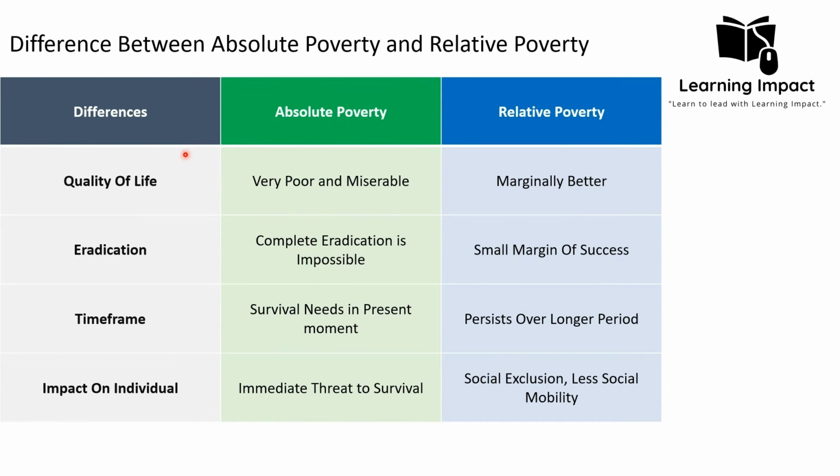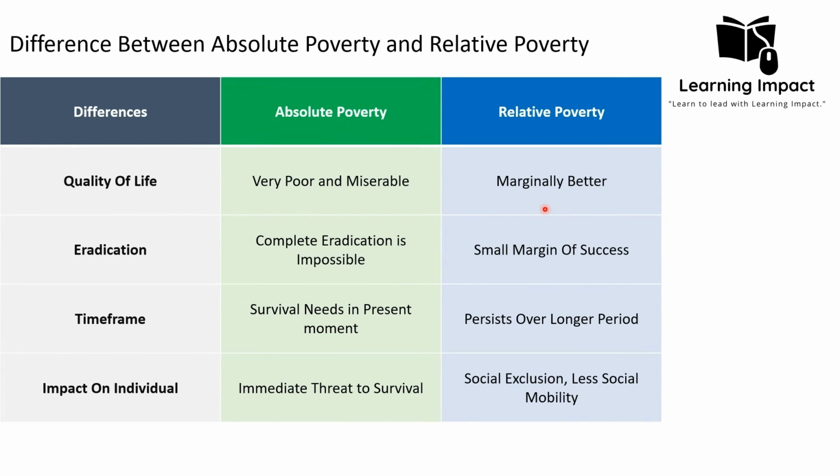Okay, then the other difference is the quality of life. In the case of absolute poverty it is very poor and miserable, because, as we discussed, the individual is not able to meet their basic needs, and in absolute poverty there is only one category, that is very poor. But in the case of relative poverty it is marginally better, because there are two categories, very poor and other poor. Very poor are those who are at a disadvantage compared to other poor.